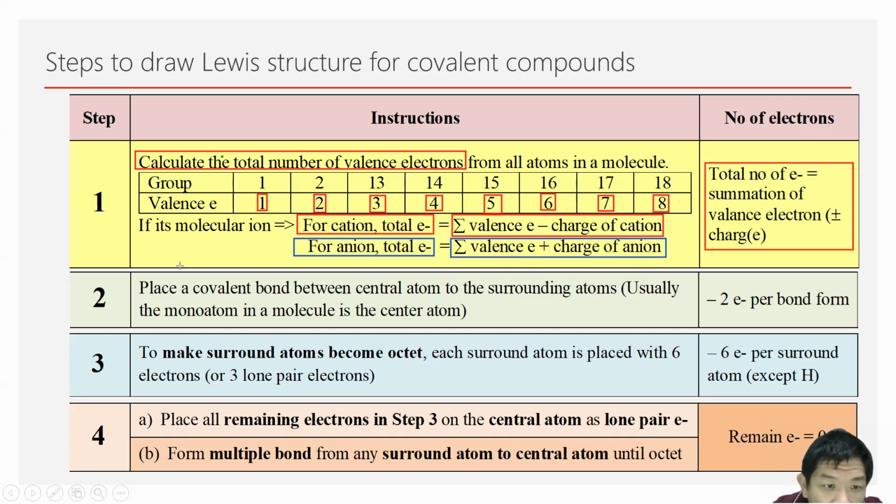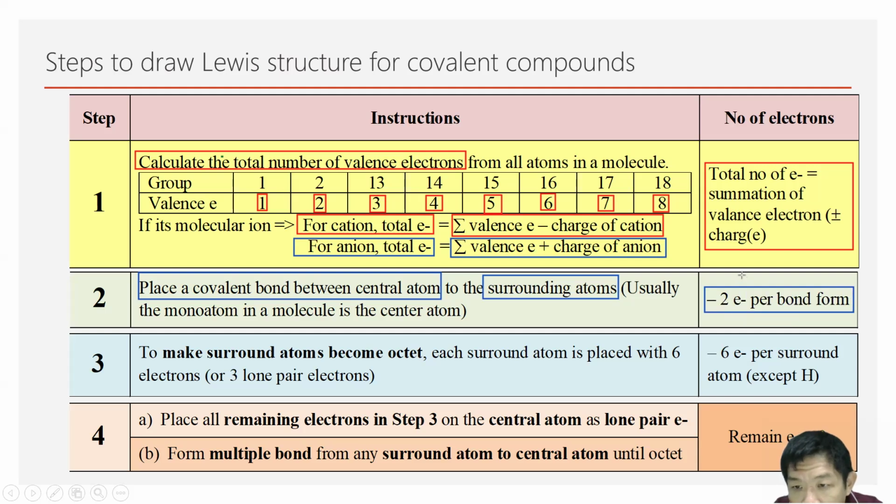Okay, then number 2, place a covalent bond between the center atom and the surrounding atoms. Usually the one with the single atom in the molecule is the center atom. For each bond that you draw, you subtract 2 electrons from the total in step 1.